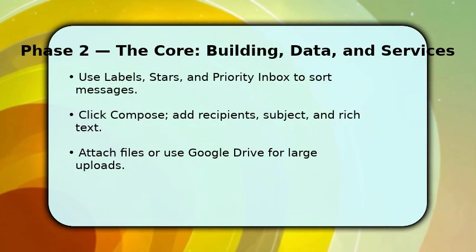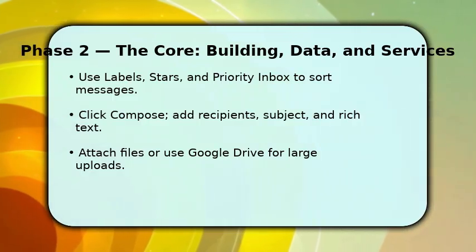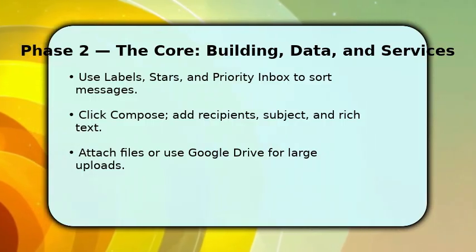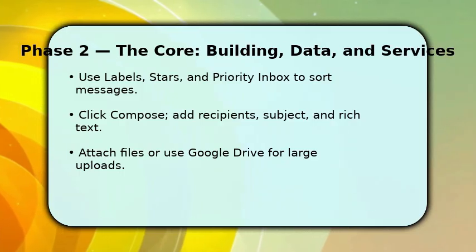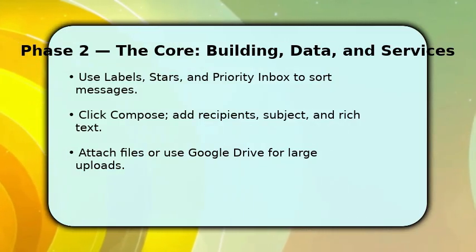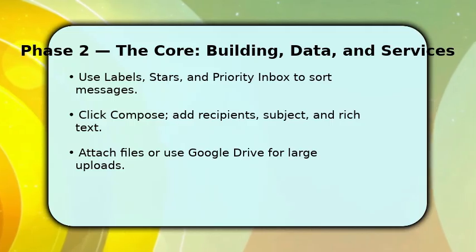Once in the inbox, scan headers and apply labels or stars to prioritize, drag messages to folders or create filters to automate sorting. When you compose, click Compose, type recipients, add a clear subject, then write a concise opening. Make use of formatting, insert links, and attach files. Choose Drive for big documents.